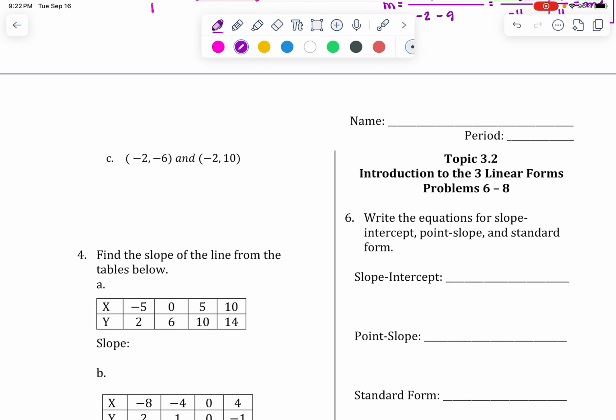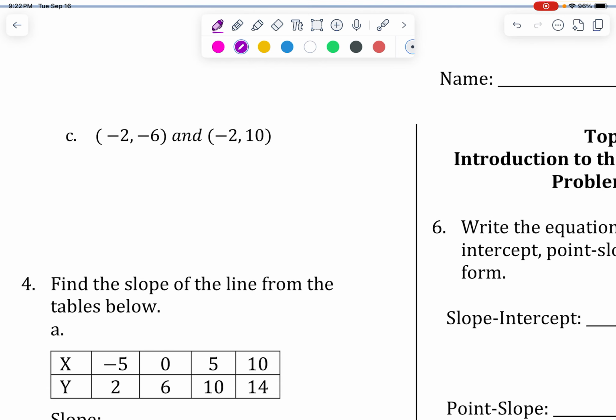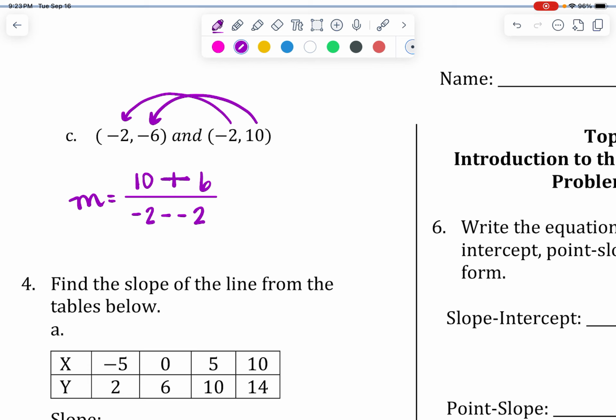All right, so here we go. One more slope problem. So let's see. Same thing. Same slope formula. So 10 minus negative 6, which is a double negative, and two negatives back to back make a positive. Then I'm going to do negative 2 minus negative 2. Oh, another double negative. So that changes to a positive. So this gives me 16 divided by 0.